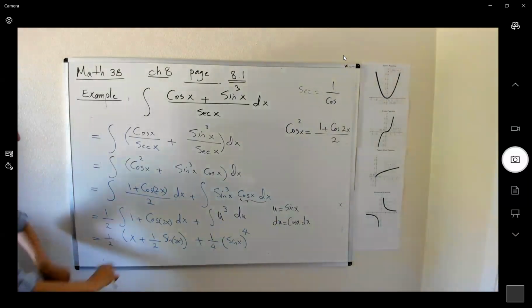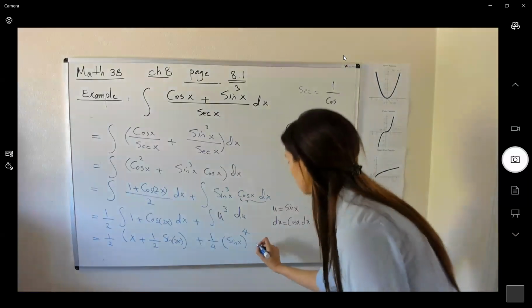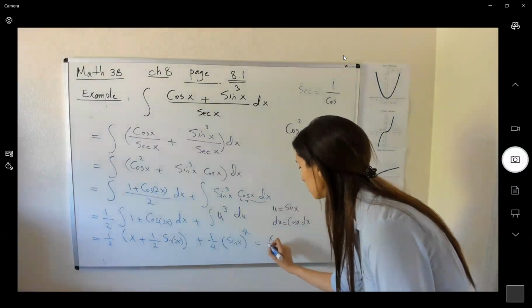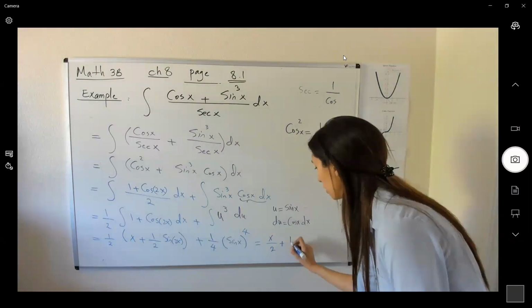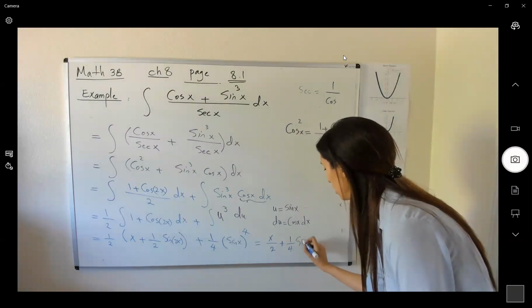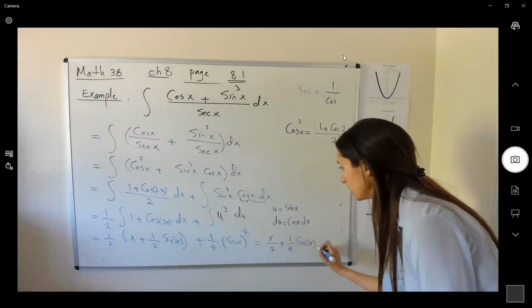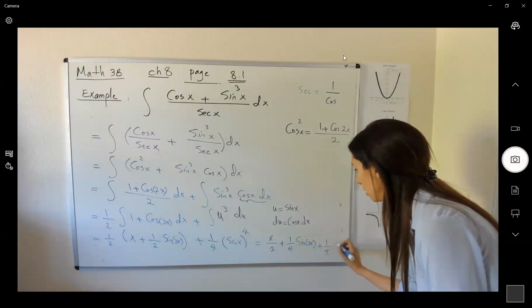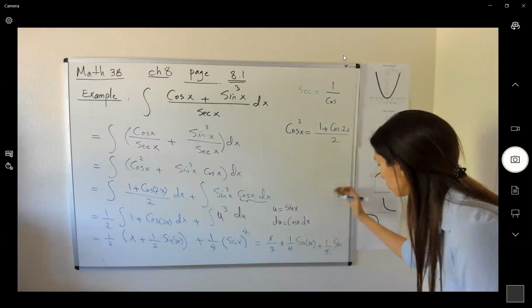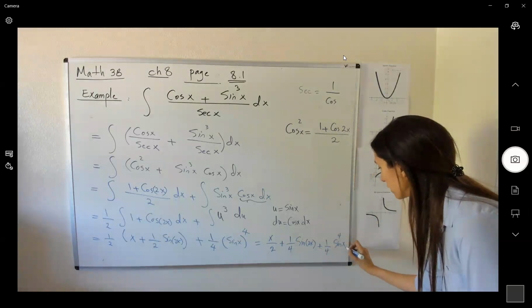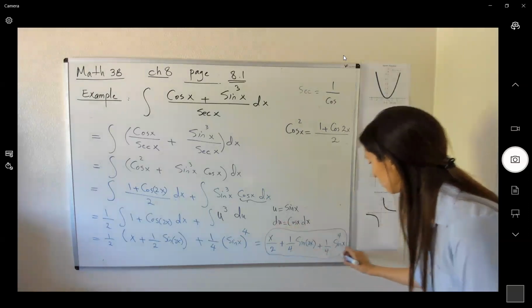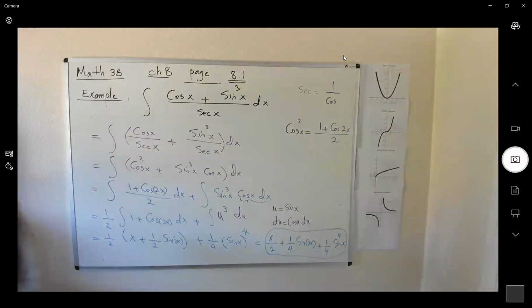Now we can just distribute the half. We have x divided by 2 plus a fourth sine 2x plus a fourth sine to the 4 of x. Next example.